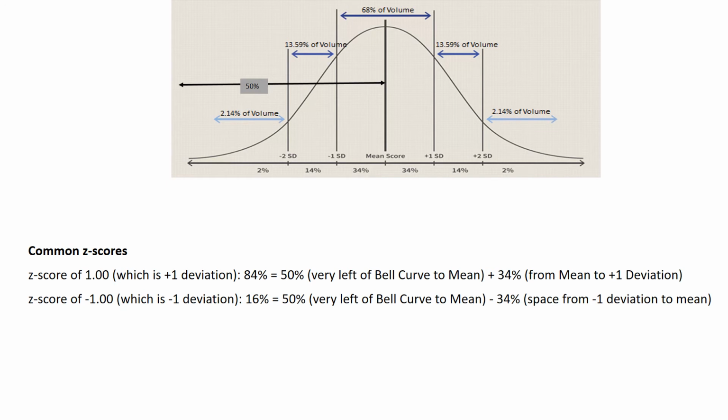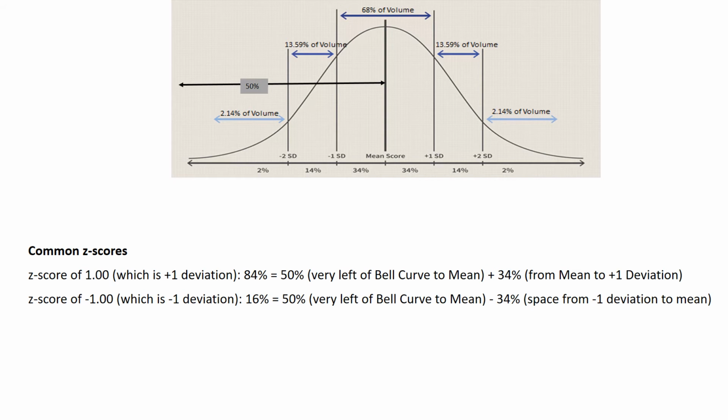Let's talk about some common z-scores here, and we're talking about volumes under the curve. A z-score of 0 would mean from the very beginning to the halfway mark, which is 50%. 50% of the curve is on the left, 50% of the curve is on the right. And then one deviation, I've written it down, is 34%. So a z-score of 1.0 would be 50% plus 34%, or 84%.